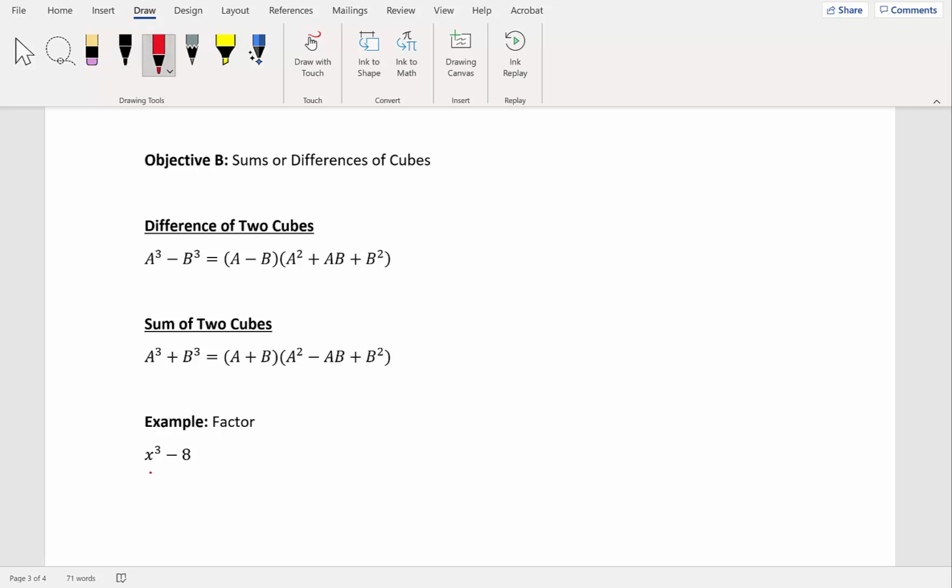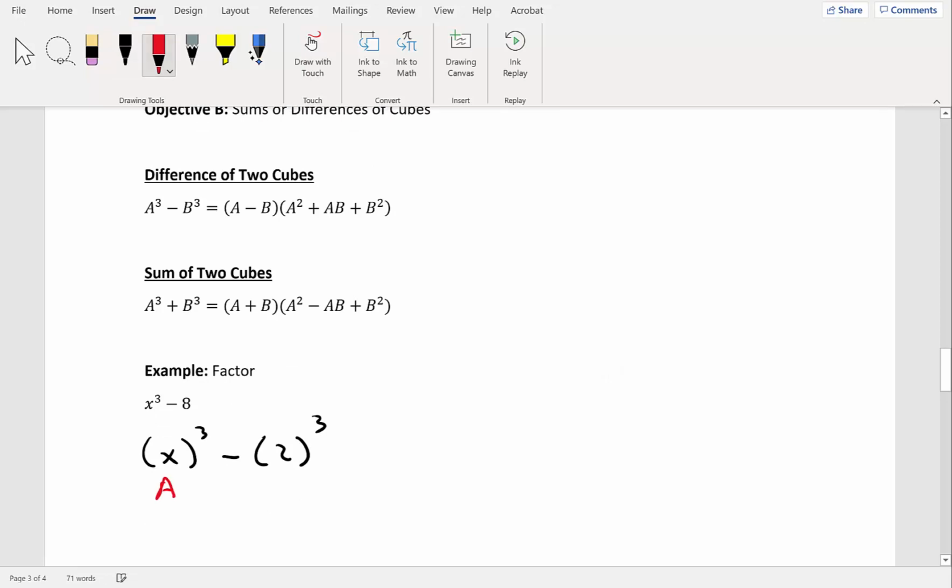Well, x to the third power, I can't rewrite as a term raised to the second power. However, each one of these terms, I could rewrite as something raised to the third power. Our first term is x raised to the third power minus, and now 8, I can rewrite as 2 raised to the third power. So now I have the form of a difference of 2 cubes. I can use the formula now to factor this out. This x is like my a, and this 2 is like my b.